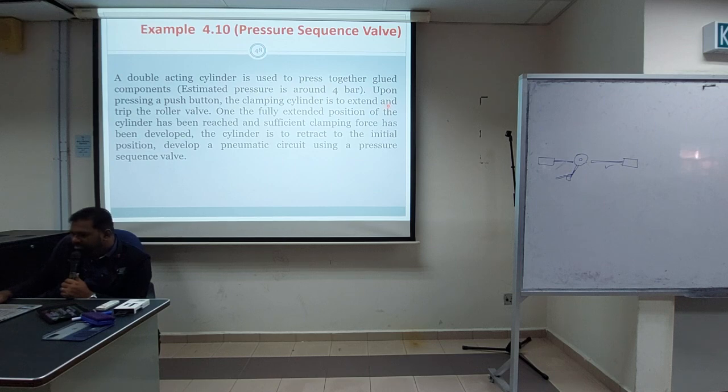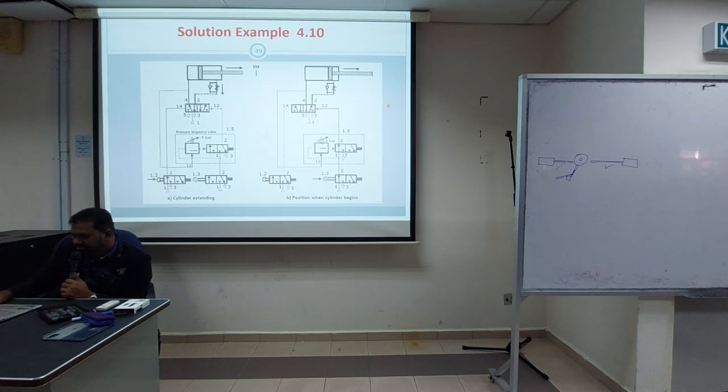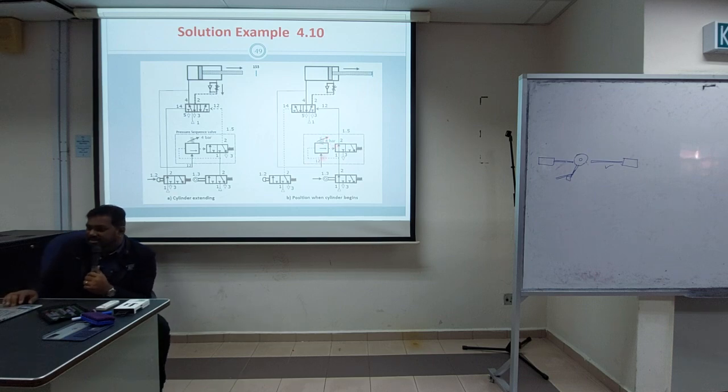Okay, then you have a pressure sequence valve. So pressure sequence valve, dia bertindak sebagai sensor. So pressure sensor. So boleh tengok dekat sini, you tekan the push button, so it will extend. So dia extend, cylinder akan extend at the same time you have a feedback. So masuk ke pressure sequence valve, dia sampai 4 bar, baru dia hantar signal dekat sini untuk retract.